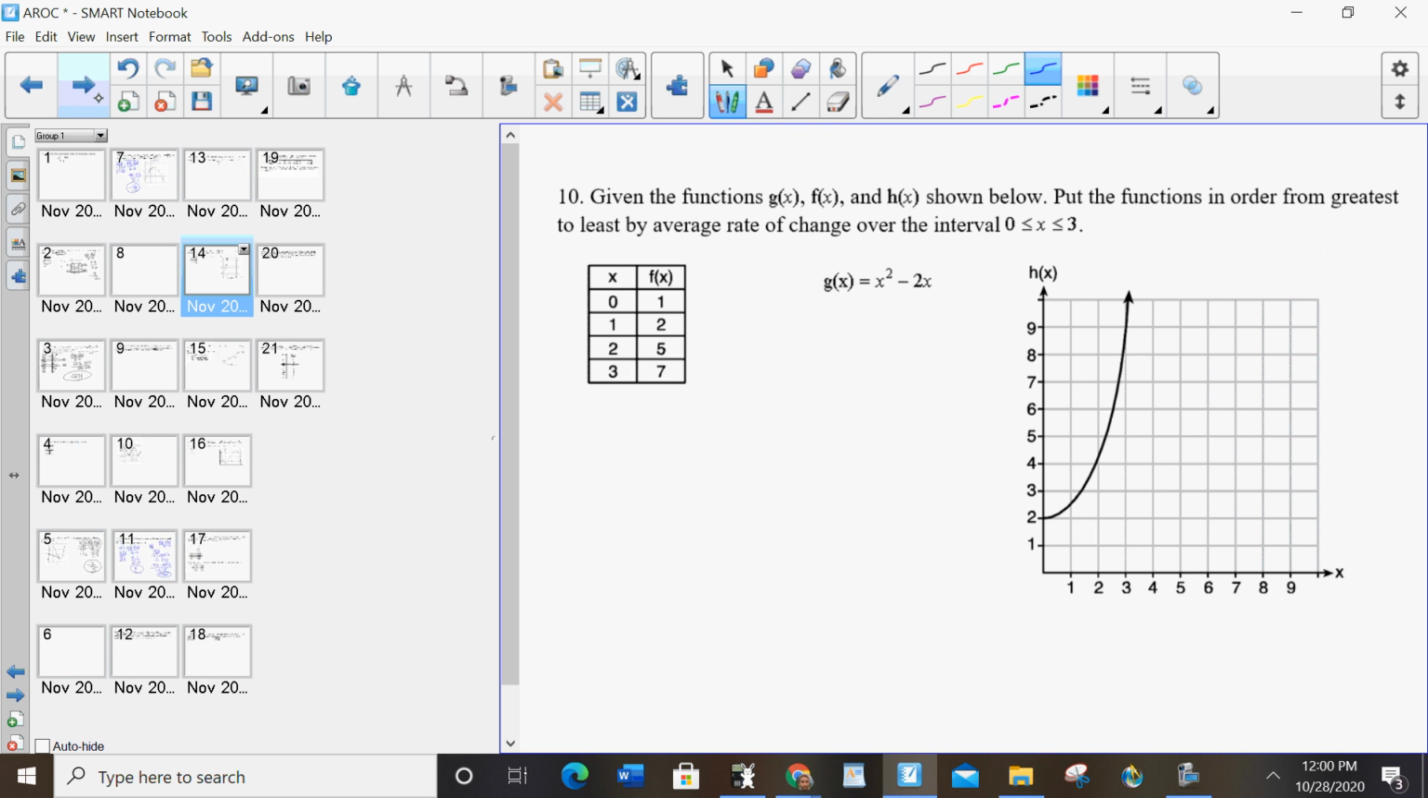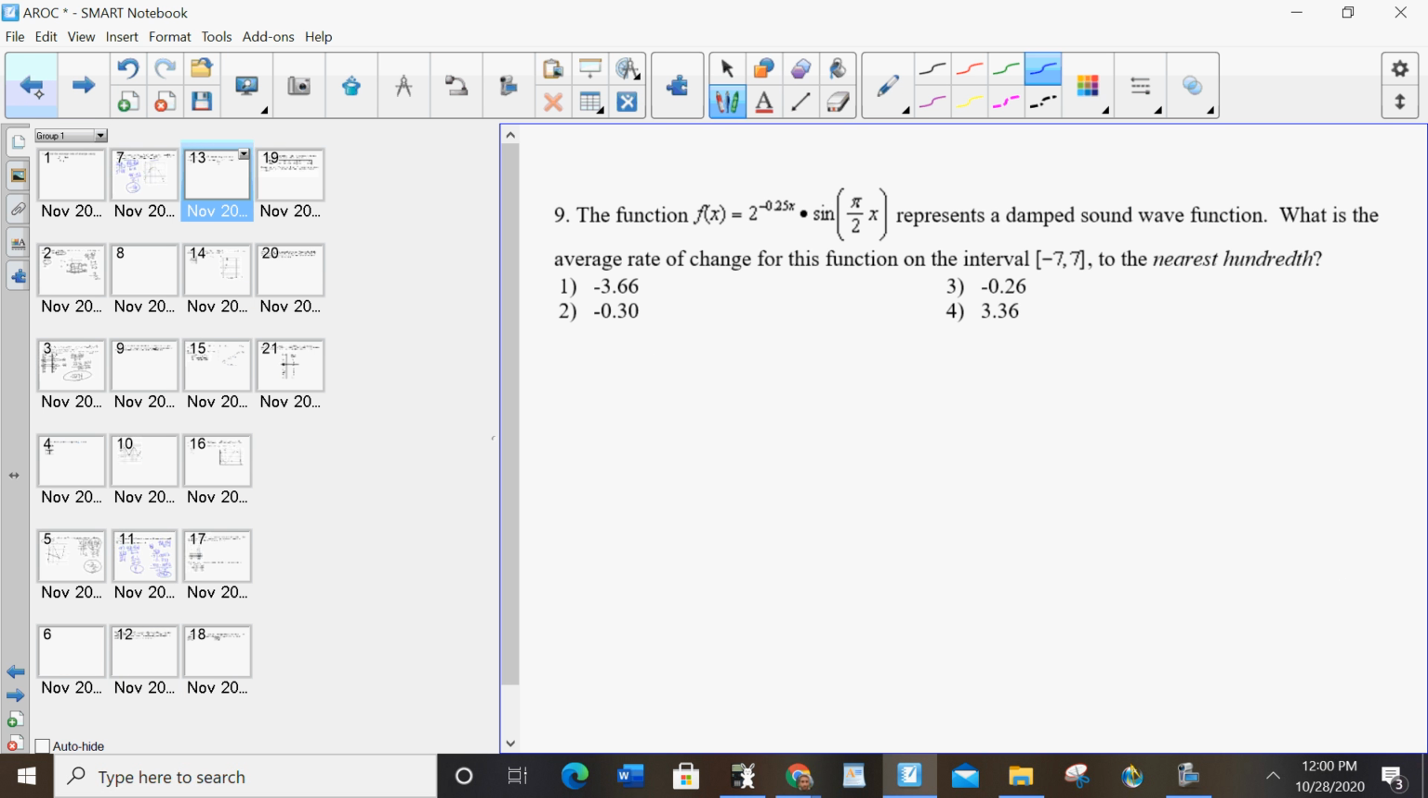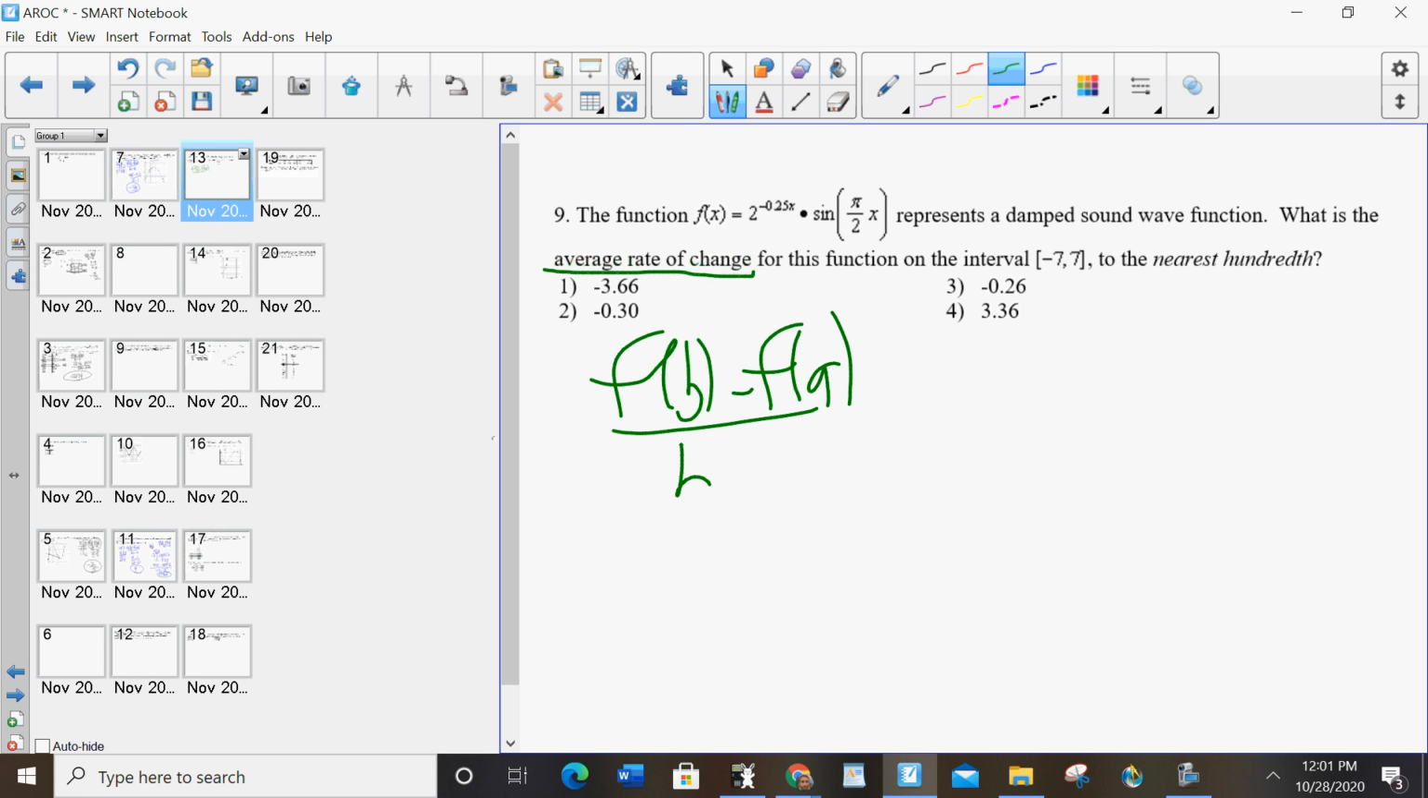Now, let's take a look at number 8 partially together. This looks like a really hard question, but in fact, it's a really easy question. It's asking for the average rate of change. F of b minus f of a over b minus a. It's telling you your a and b values.